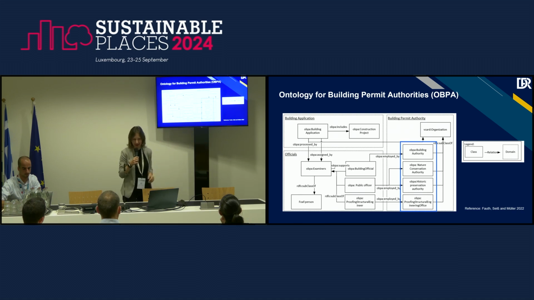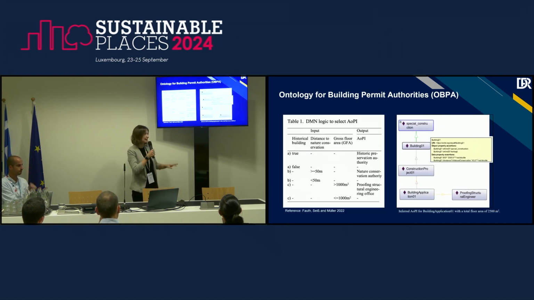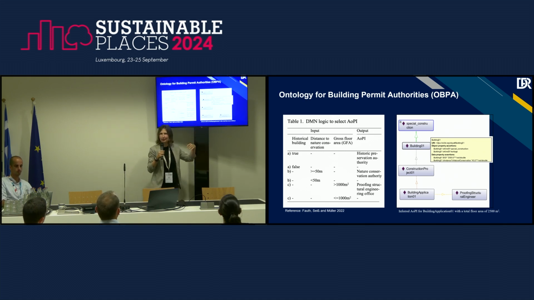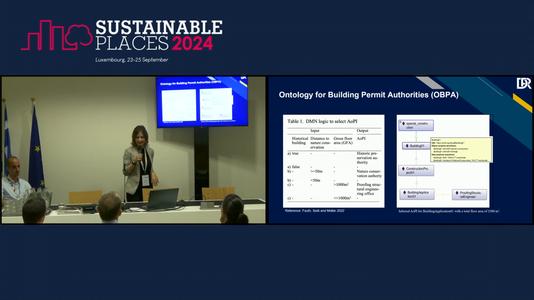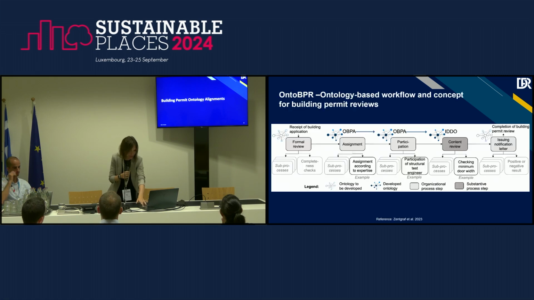Endless scenarios, and we try to cover that, for example, also with some rule-based things with a DMN, Decision Model and Notation, so that you can see, for example, if your public building is more than 1,000 square meters, then you have to involve this specific engineer. But now, more importantly, the alignments, so how we can align the different ontologies for building permitting.